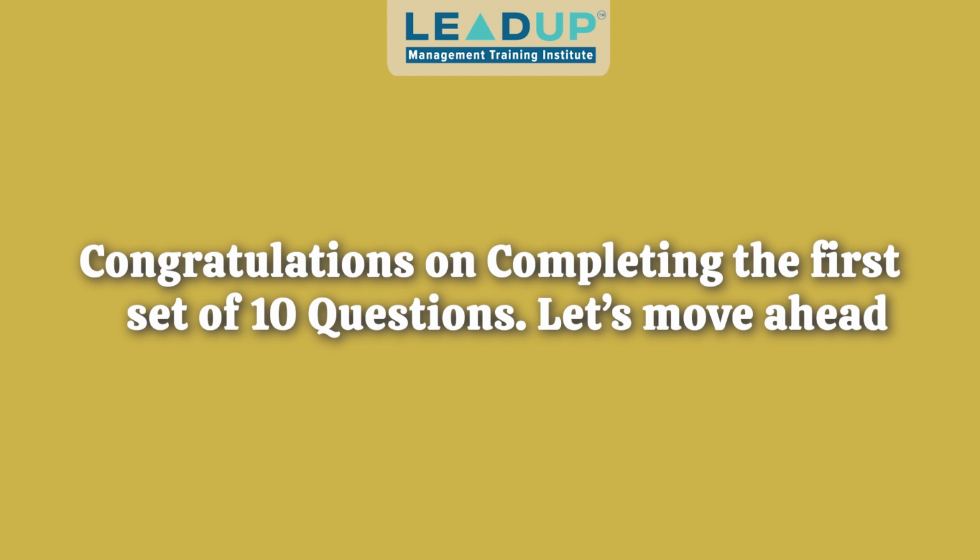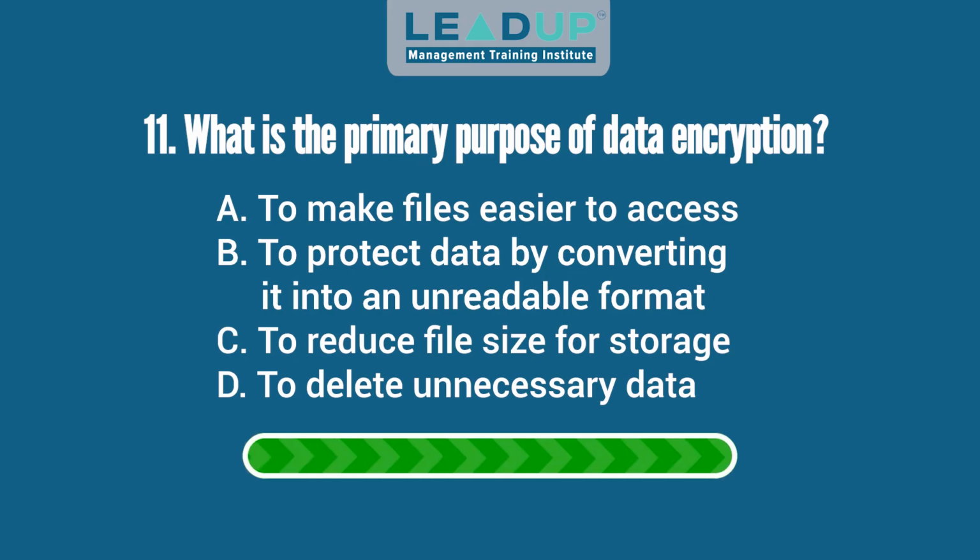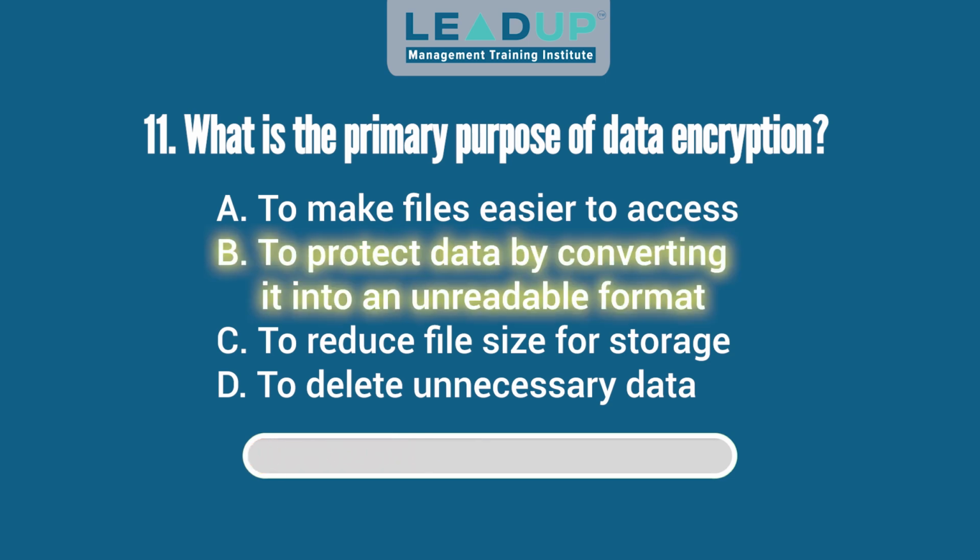Congratulations on completing 10 questions. Let's move ahead. Question 11. What is the primary purpose of data encryption? A. To make files easier to access. B. To protect data by converting it into an unreadable format. C. To reduce file size for storage. And D. To delete unnecessary data. Answer: to protect data by converting it into an unreadable format.